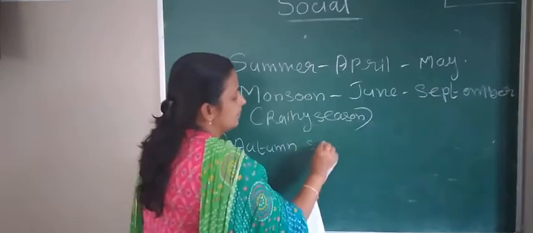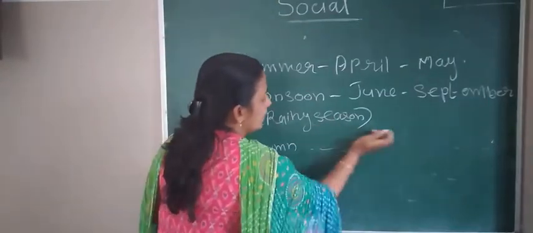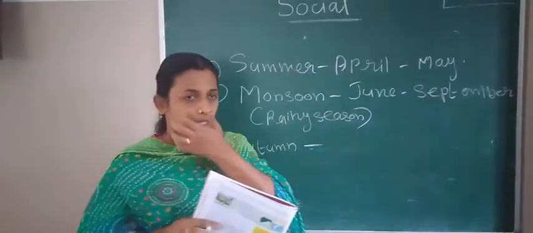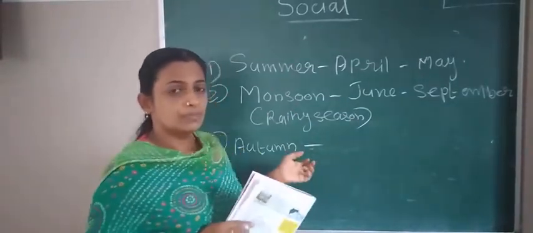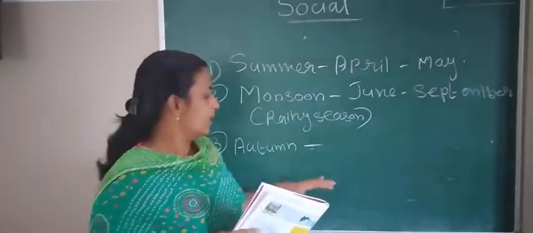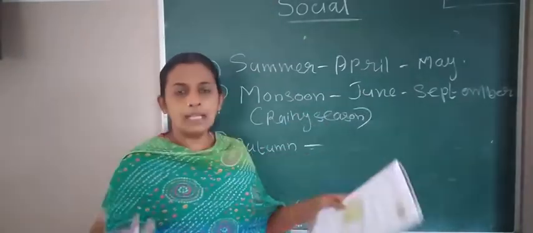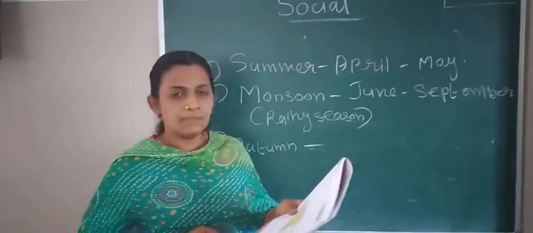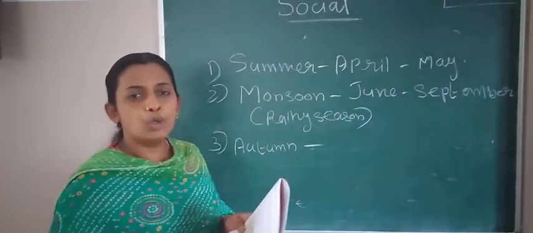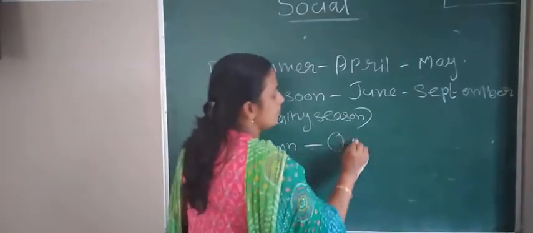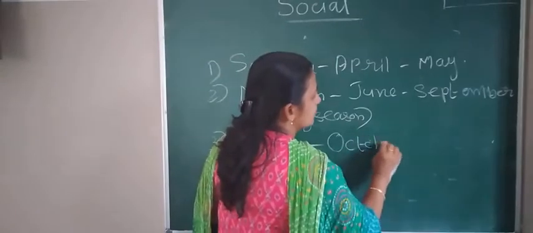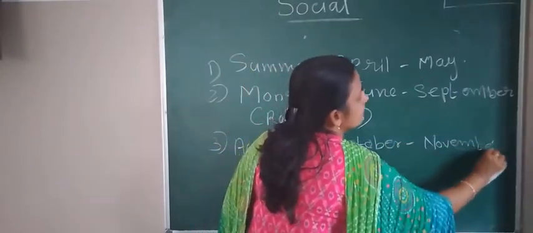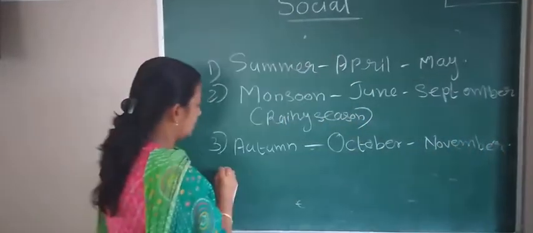Okay, next one is autumn. Autumn season. And I think we studied all these seasons in our 4th chapter. Or 3rd chapter, isn't it? Yes. Autumn season. Almost all the leaves fall down. Okay. In India, autumn season is experienced between October to November.